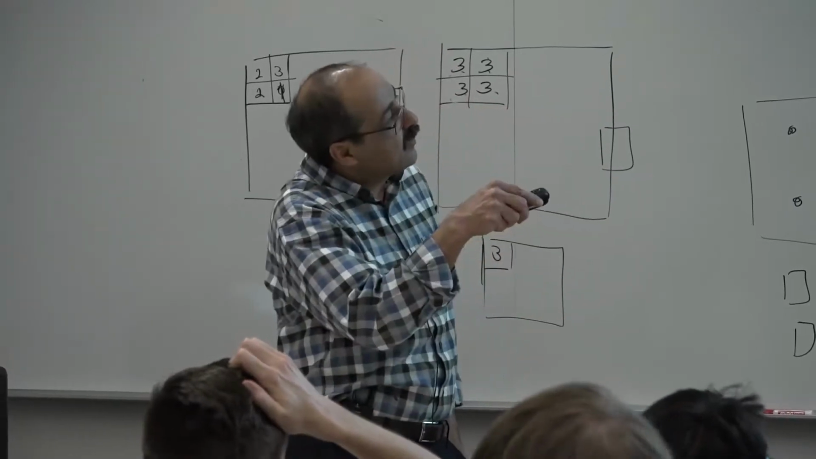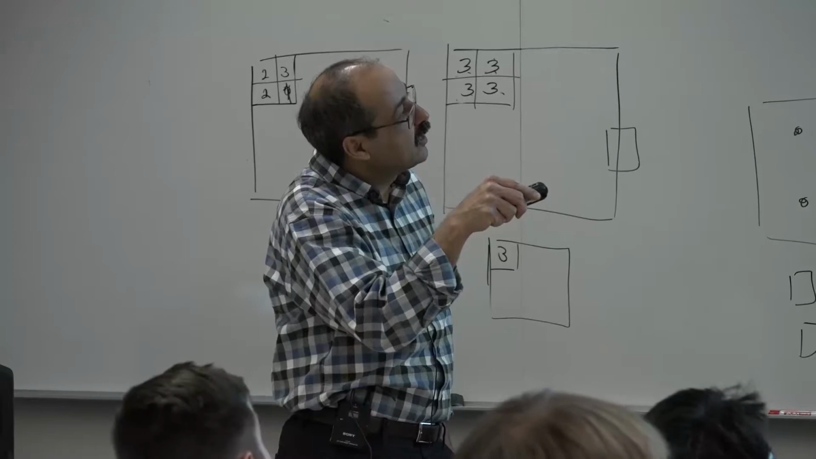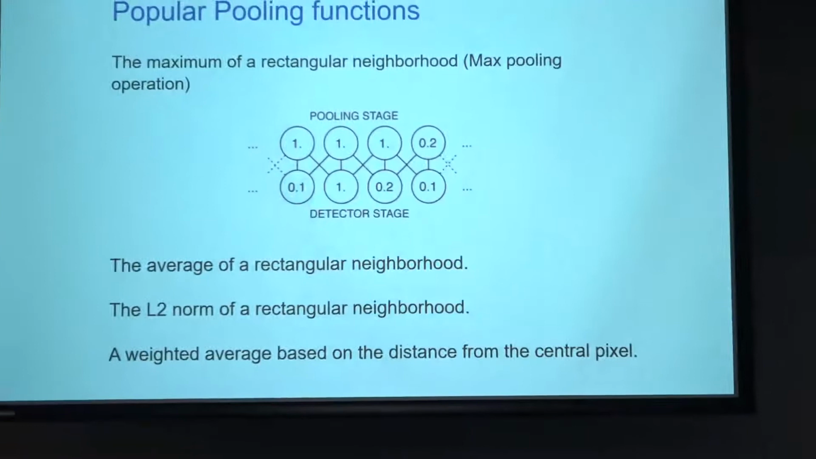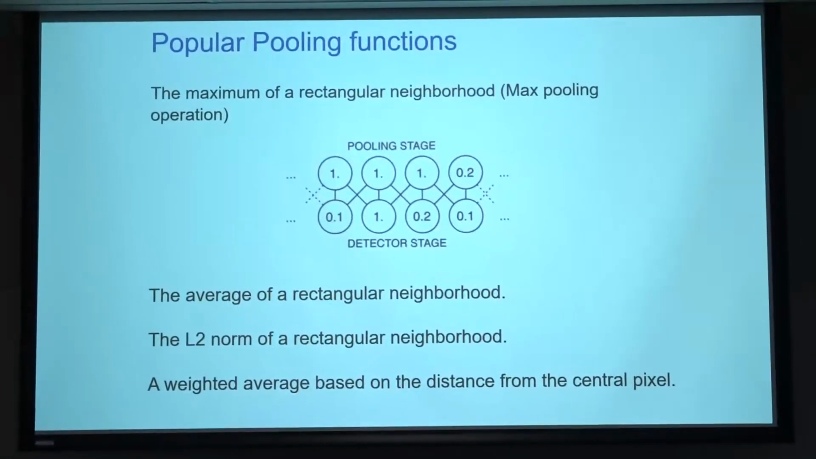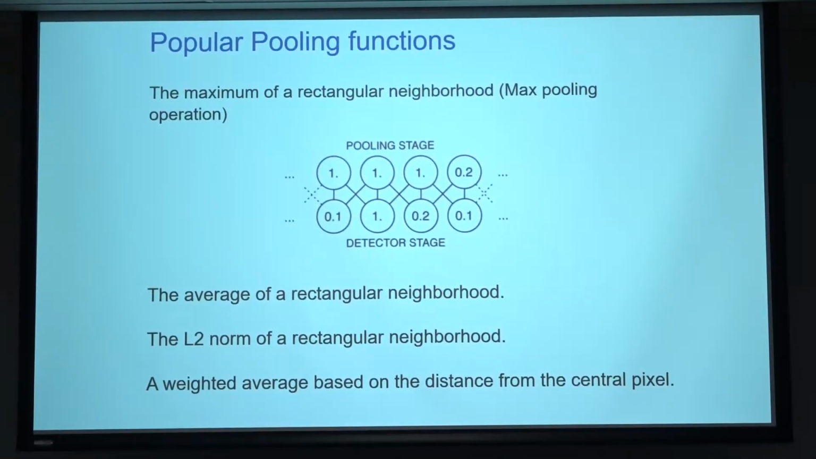Say, for example, this is the output of the detector stage, and this is the pooling stage. The output of the pooling stage could be the same size as the feature map. In this case, we look at these 3 values and take the maximum. For this 3, the maximum is 1, then for this 3, the maximum is 1, then 1 again, and then for this 3, the maximum is 0.2.